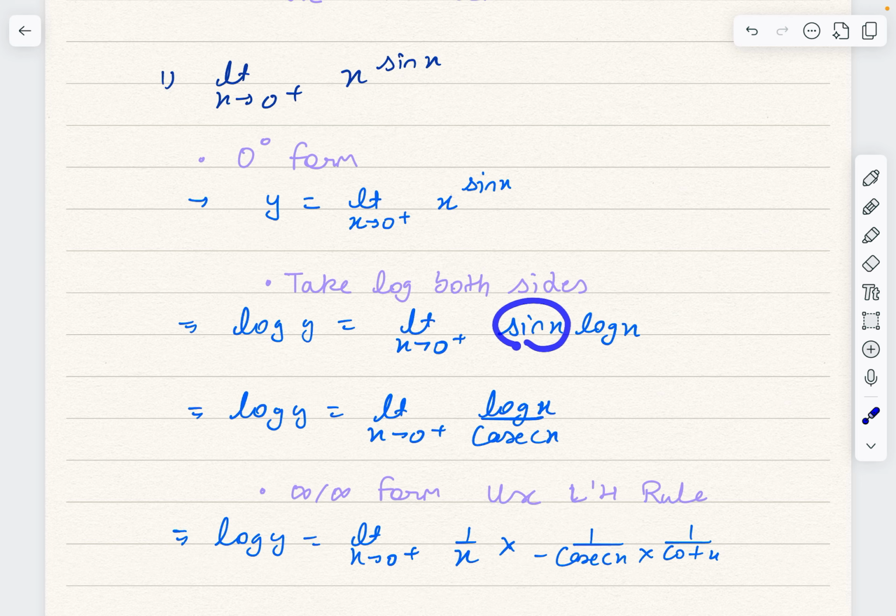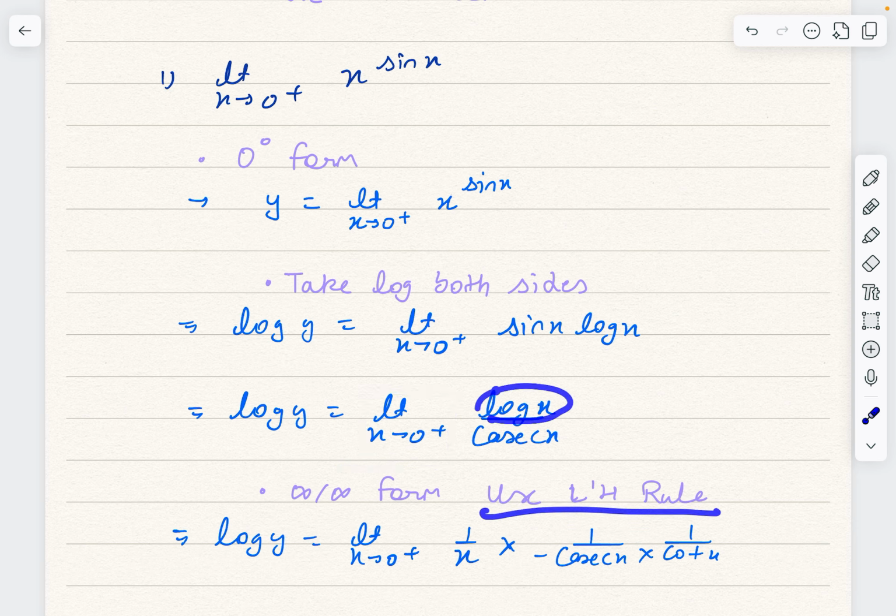Now this sin x, you take in the denominator. I told you how to use L'Hospital rule. L'Hospital rule we can use only if we have f x by g x kind of form. So right now both the functions are in the numerator, so I take one of them in the denominator. So we can write as log x by cosecant x, limit x tend to 0 positive. And now we can use L'Hospital rule because it is infinity by infinity form.